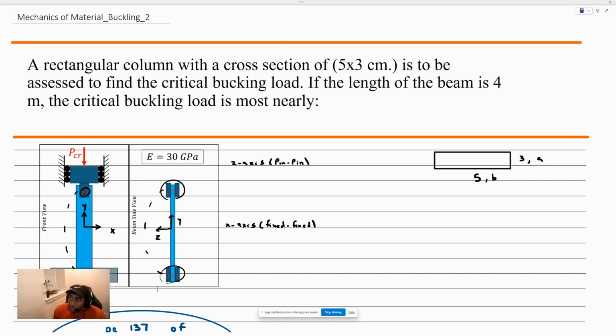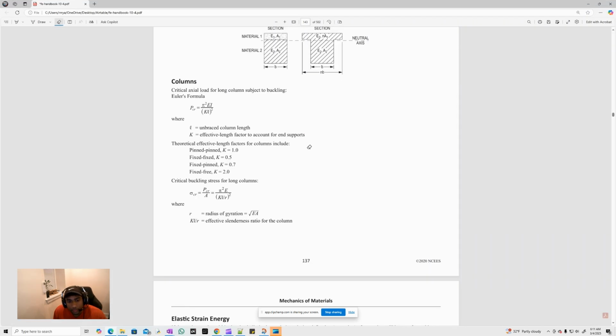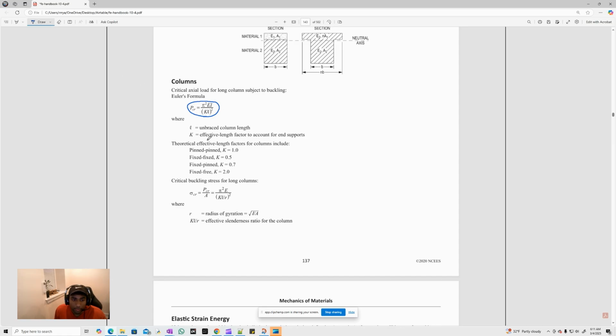I have the formula here from the reference manual. Page 137 of the reference manual under the section labeled columns. We have a critical buckling load formula here. This one is fine, but I prefer to use the critical buckling stress because it has this dimensionless term in the denominator called the slenderness ratio.